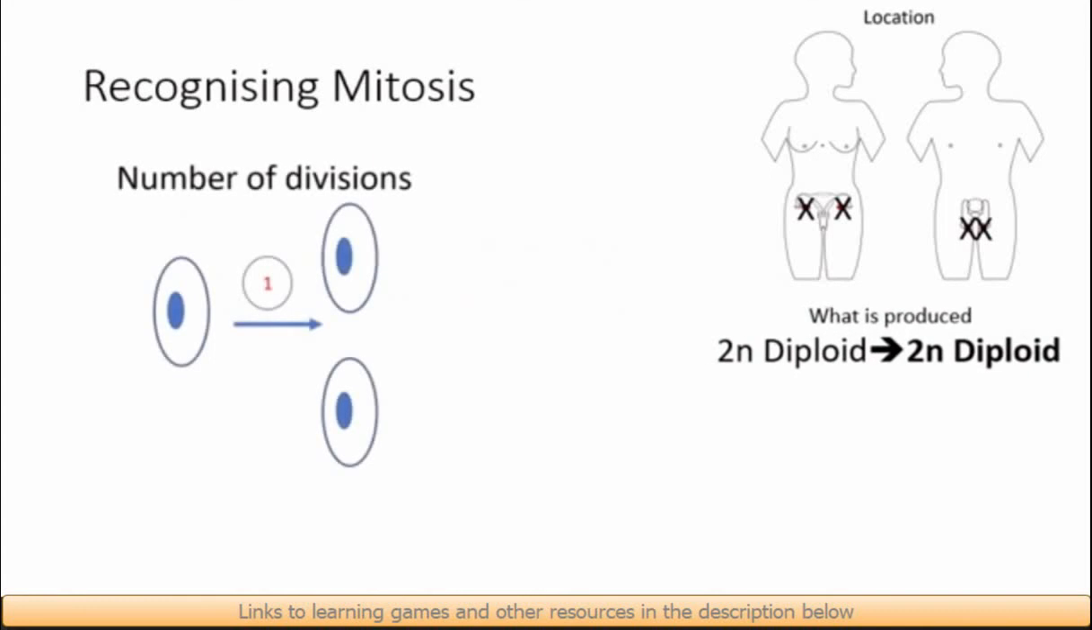Another thing to think about is the number of divisions in the process. In mitosis, the cells divide only once. If the process starts with one cell and only two are produced, then it's mitosis. With meiosis, the cell divides twice. So a single cell will create 4 daughter cells, not just 2.